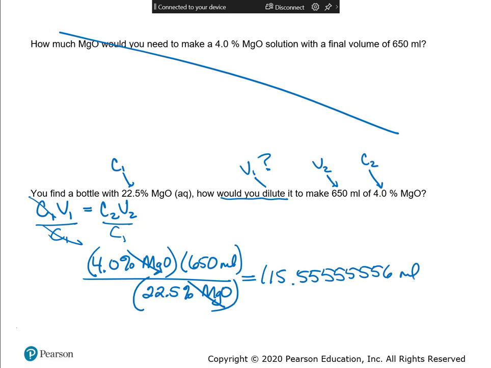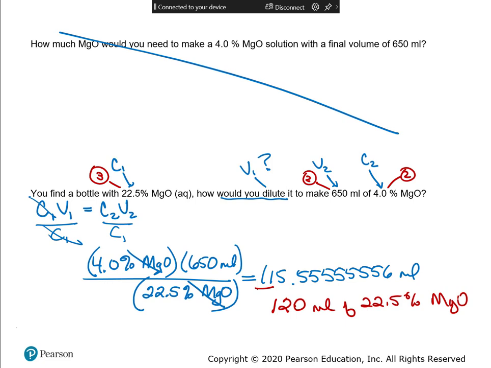Significant figures come into play. What do I need to do? 22.5 is how many? 3. 650 is 2. 4.0, 2. So that means I'm going to keep that 1, 1. What happens to the next? So the 5 is going to go, so it's going to round my 115 to what? 120. So I would measure out, using a graduated cylinder, 120 mils of 22.5% magnesium oxide.